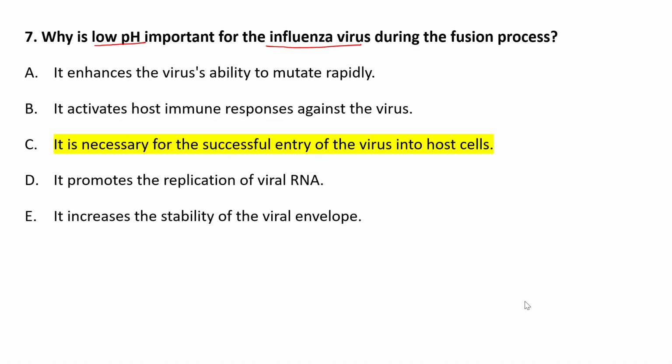Low pH is required during influenza virus entry because it will trigger conformational changes in the hemagglutinin protein, and this change will facilitate the fusion of the viral envelope with the host cell membrane. The acidic environment inside the endosome, after the virus has been internalized, will cause this change and allow the viral RNA to be released into the host cell and start its replication. So low pH is required for the successful entry of the virus into the host cell.